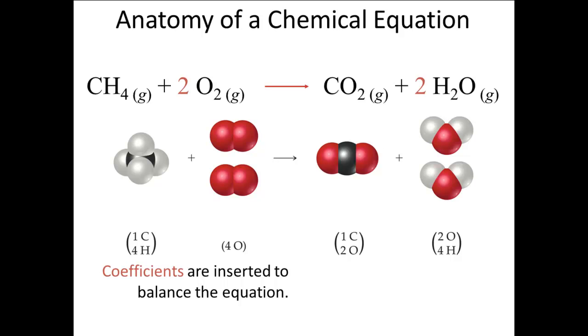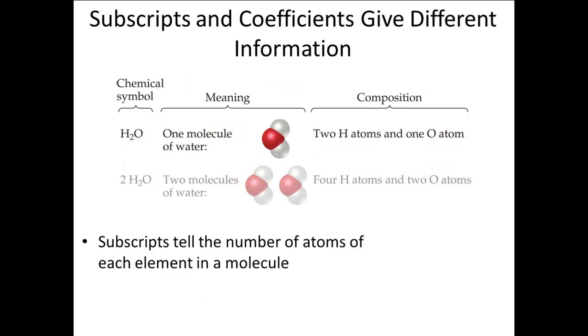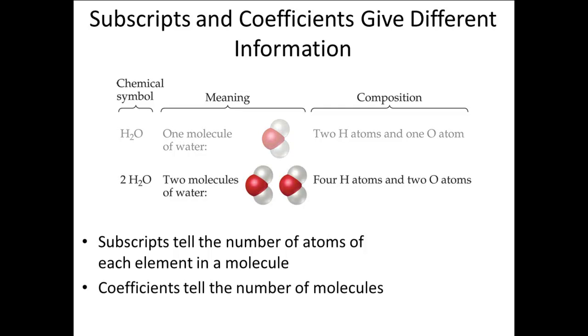To balance the equation, we adjust the coefficients until the numbers of atoms of each element are the same on both sides of the reaction. Subscripts and coefficients give different information. The subscripts within the formula tell us the number of atoms of each element in the molecule, while the coefficients tell us the number of molecules in the balanced reaction.